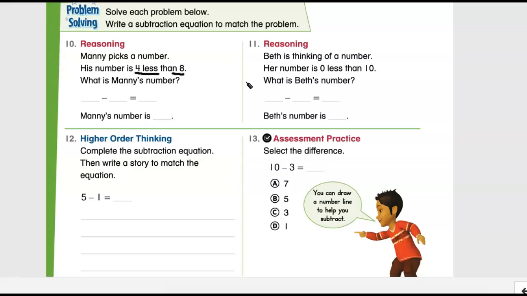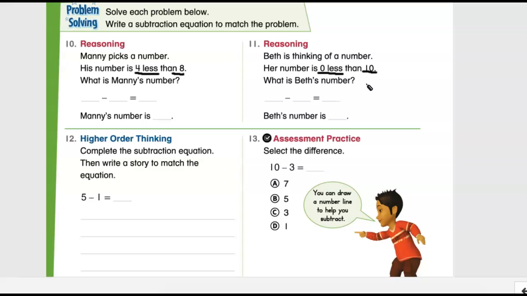Number 11 says, Beth is thinking of a number. Her number is 0 less than 10. What is Beth's number? So boys and girls, I want you to think about in our lesson so far, when we talked about what happens if you are subtracting 0 less.